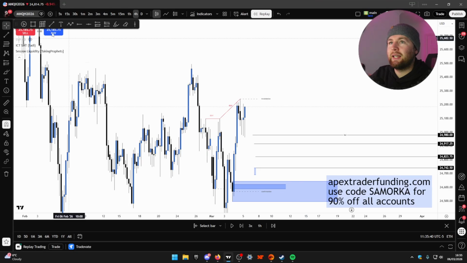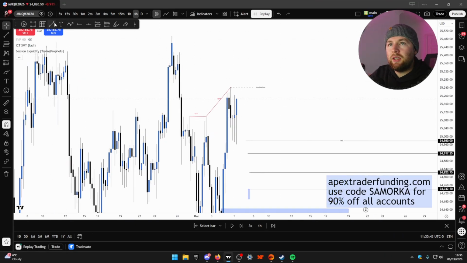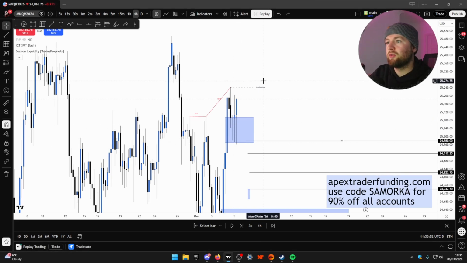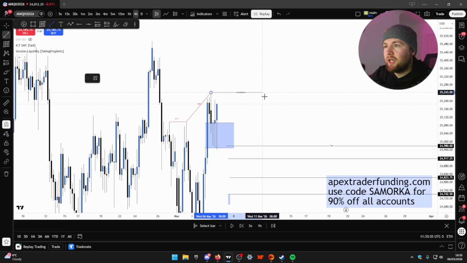And why is that? All right. So if you look here, we have this fair value gap and we are reacting from it. If we are reacting from a fair value gap, the odds are that we are going to make a move upwards. And as you can see, we have this high all the way up here, which needs to be taken out. All right.